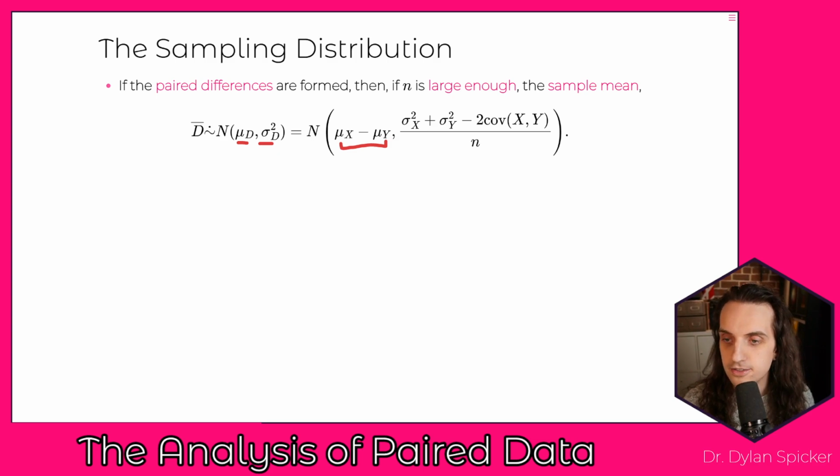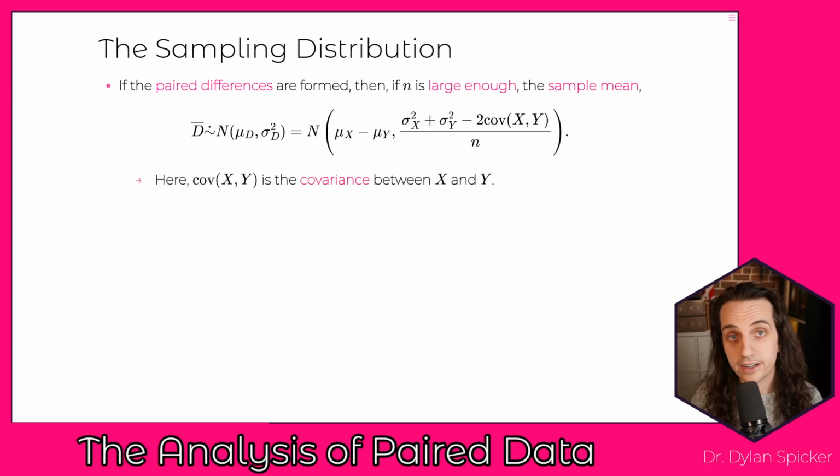The variance of d is going to be a little bit more involved in terms of the variances of x and y. So we have the variance of x plus the variance of y, but then we subtract off 2 times this term over here, which is the covariance between x and y. Now the covariance between x and y is going to give a measure of association between x and y. And so it's going to be a positive number if they are positively related to one another. It's going to be a negative number if they are negatively related to one another. And then we're still dividing by the total sample size here, which is n.